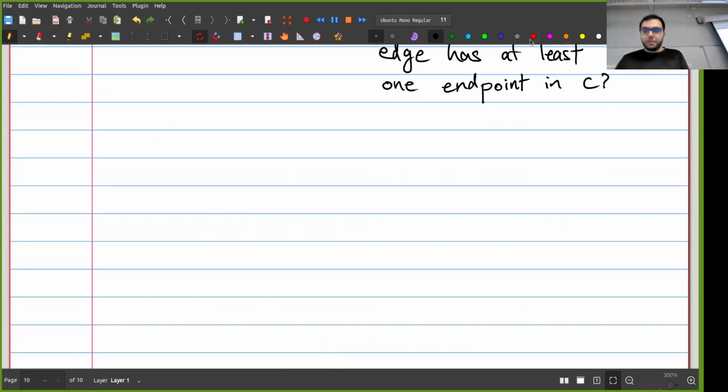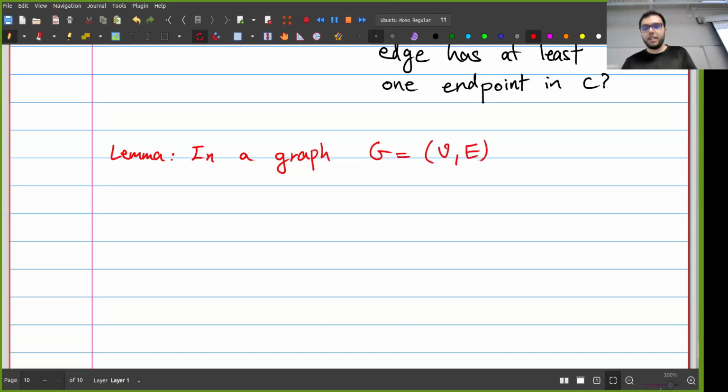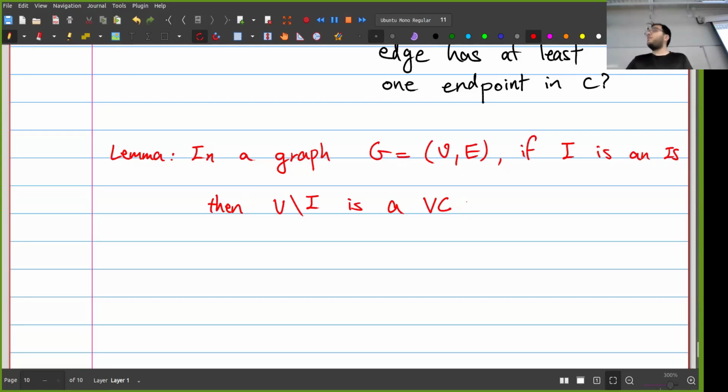Now, why is that? Because I want to prove a very simple lemma. This is my lemma. I say that in a graph G, let's call it (V, E), if I is an independent set, then the complement of I, all the vertices that are not in I, is going to be a vertex cover. And also the opposite: if you have a vertex cover, its complement is going to be an independent set.